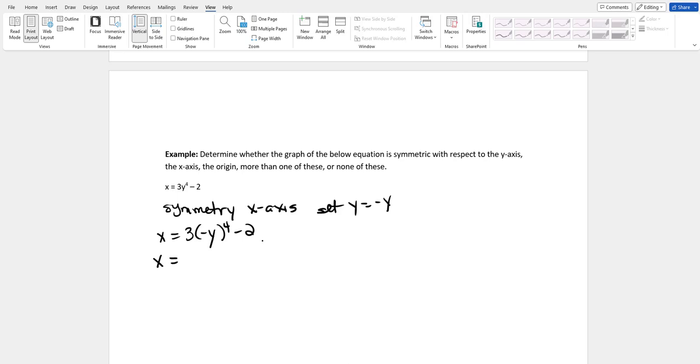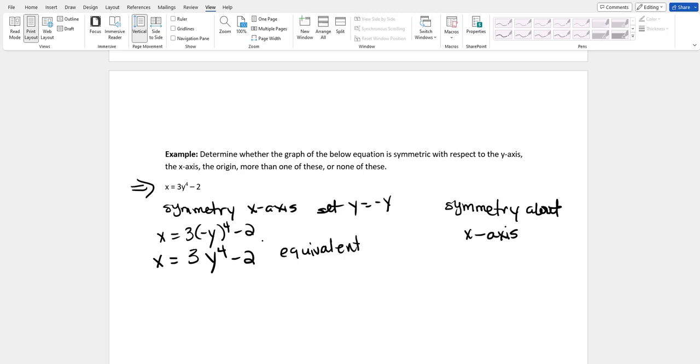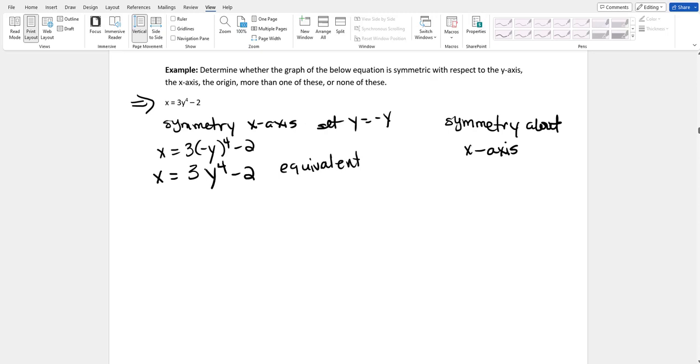So now let's talk about symmetry around the y-axis. And to do that, we're going to set x equal to negative x. So whenever I see an x, I'm going to change it to negative x and then simplify. So I'm going to divide everything by negative 1. I get x is equal to negative 3y to the fourth plus 2. This is not equivalent to my original problem. Okay, so there is no symmetry about the y-axis.